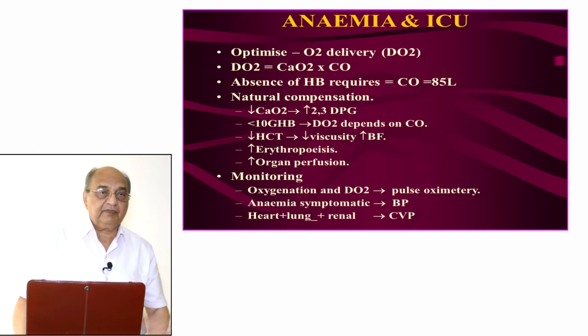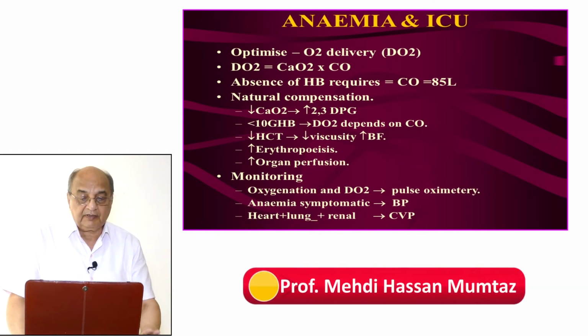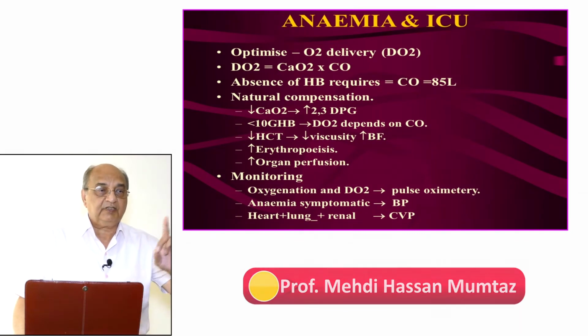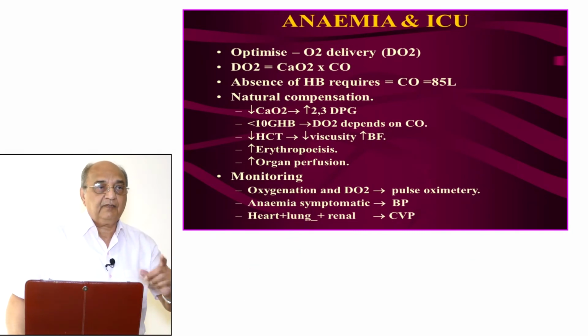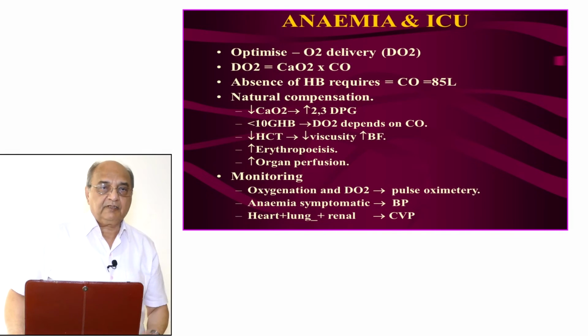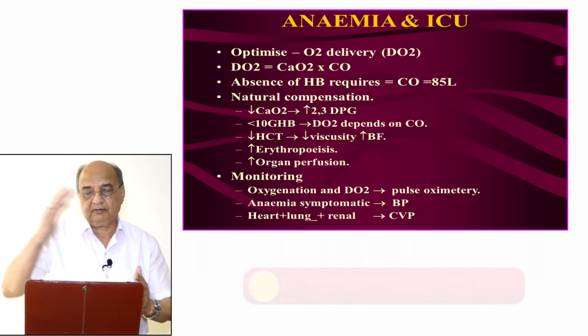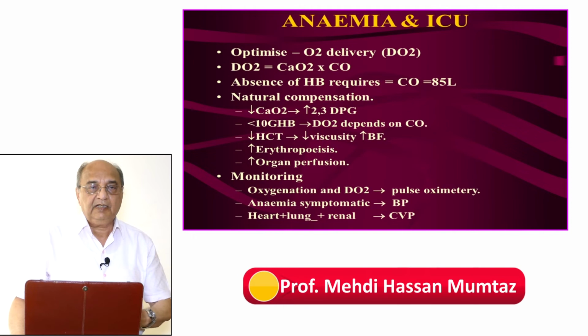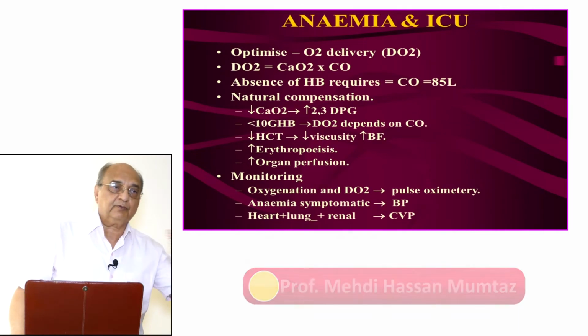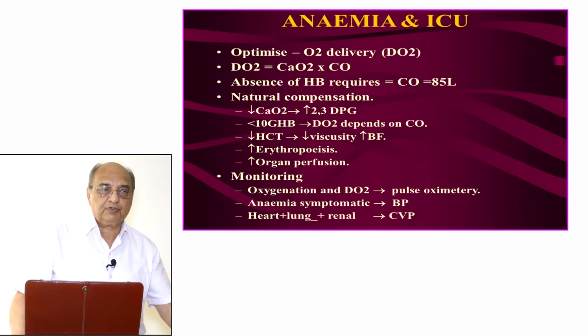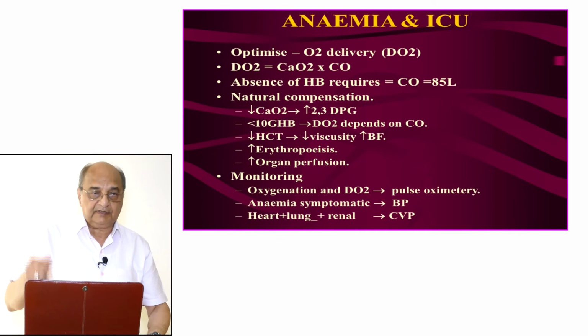Natural compensation. If there is anemia, what are the natural compensations? Decreased oxygen content will increase the 2,3-DPG, 2,3-diphosphoglycerate. It is related to the oxygen dissociation curve. The higher the level of 2,3-DPG, the oxygen dissociation curve will be shifted towards the right. If the 2,3-DPG level is less, it is shifted to the left. It means the association and dissociation of oxygen to the hemoglobin depends on one of these factors, which is 2,3-DPG.